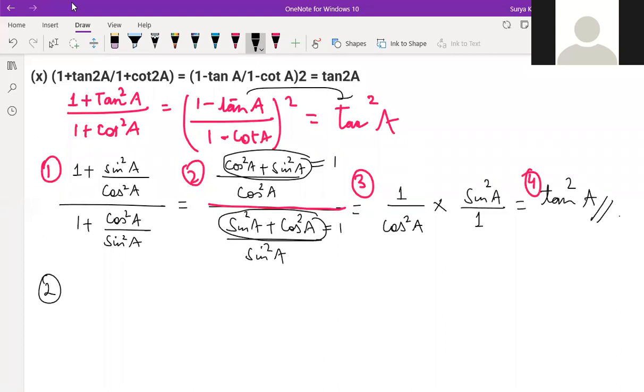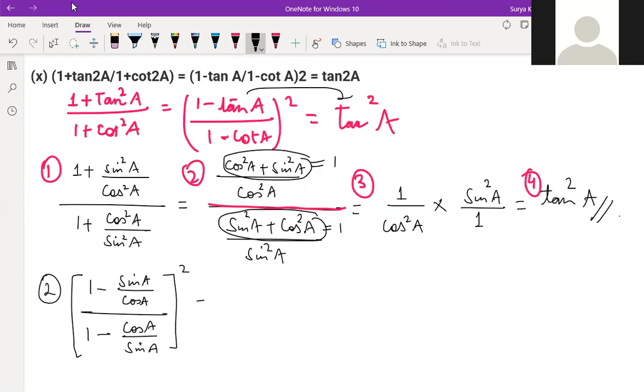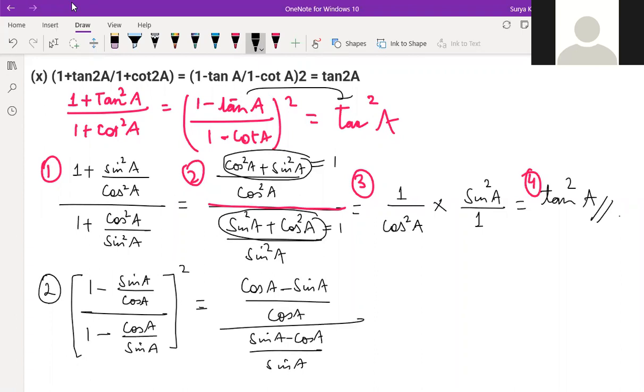Now I'm just solving: 1 minus tan A means (1 minus sine A divided by cos A) divided by (1 minus cos A divided by sine A) whole square, is equal to ((cos A minus sine A) whole divided by cos A) whole divided by ((sine A minus cos A) divided by sine A) whole square.